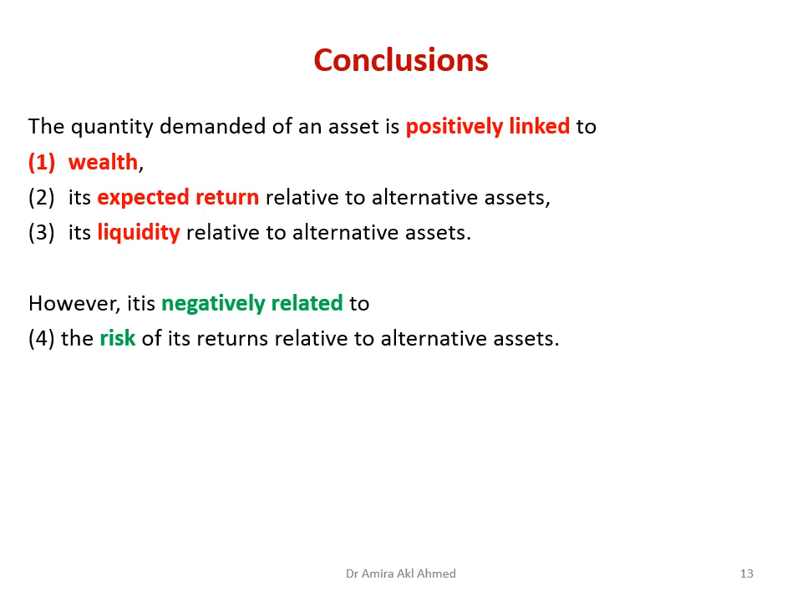The current presentation covered two issues of chapter 4. In the first point, we concluded that there are four factors affecting the demand for assets. We found that the quantity demanded of an asset is positively linked to wealth, the expected return of this asset relative to alternative assets, and its liquidity relative to alternative assets. In contrast, the quantity demanded of this asset is negatively related to the risk of its returns relative to alternative assets.